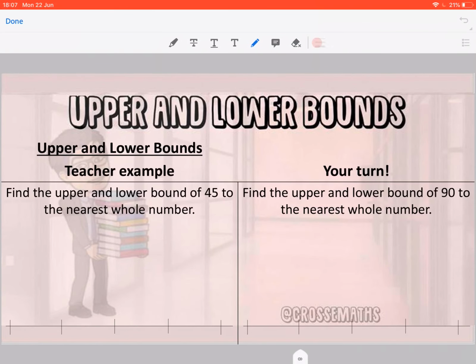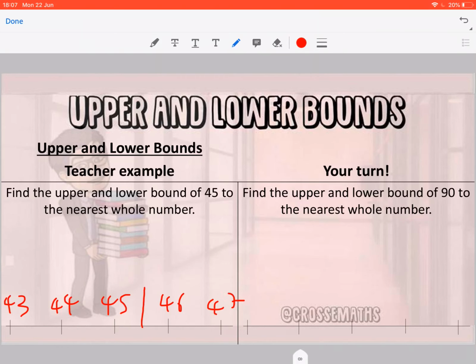Right then, the same thing works if you round to the nearest whole number, 1 decimal place, and so on. It always works. Find the upper and lower bound of 45 to the nearest whole number. So let's go 43, 44, 45, 46, 47. It could be anywhere up to this point and down to this point.